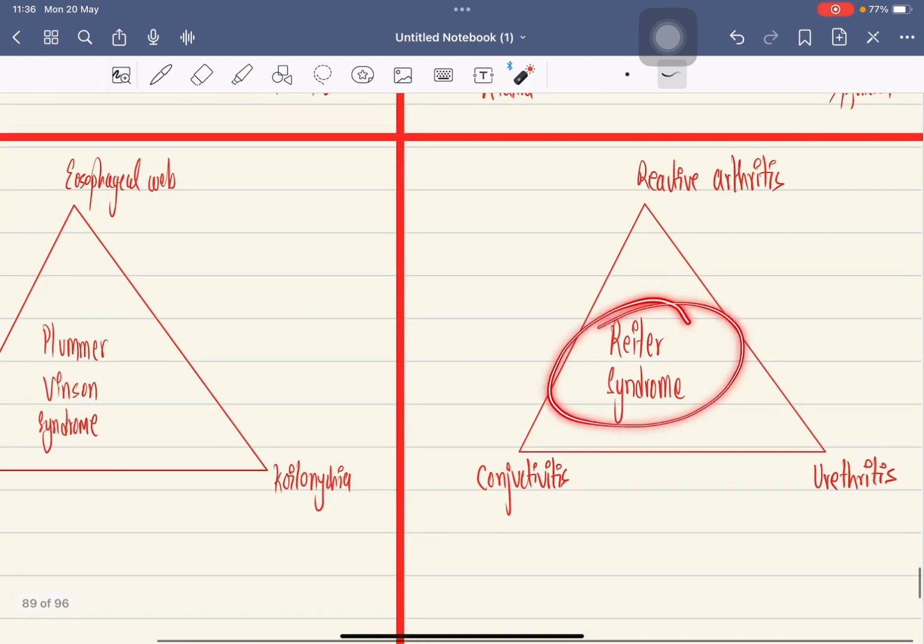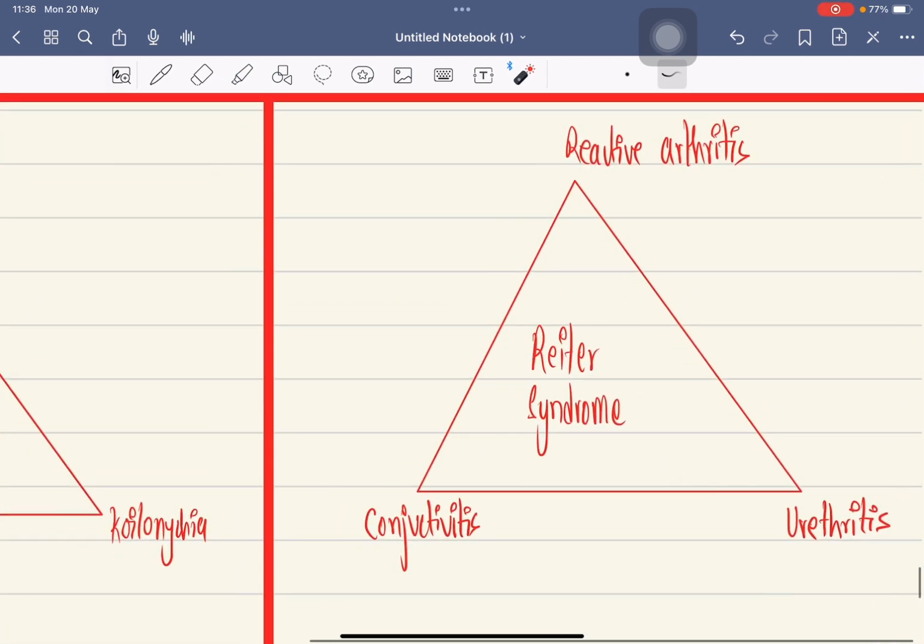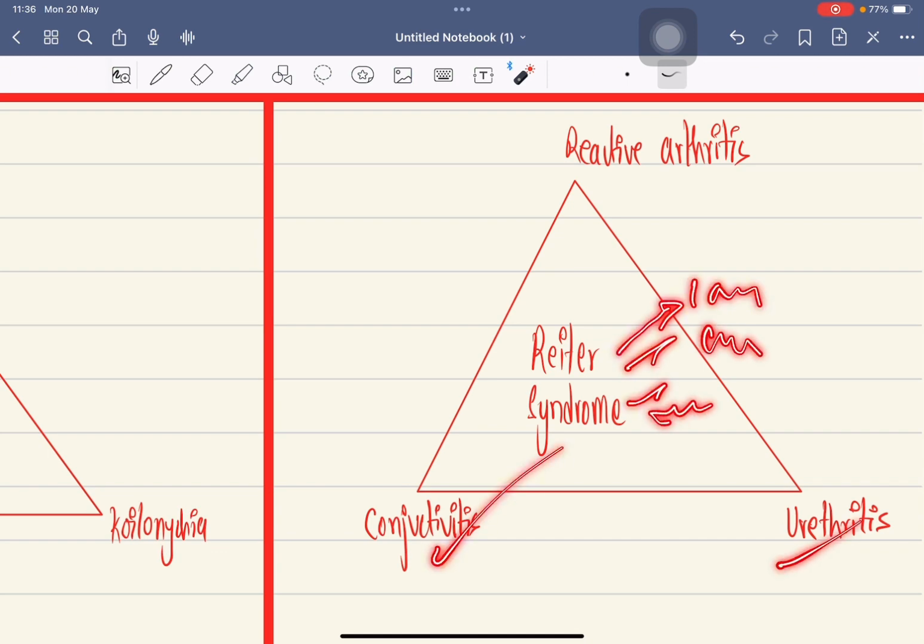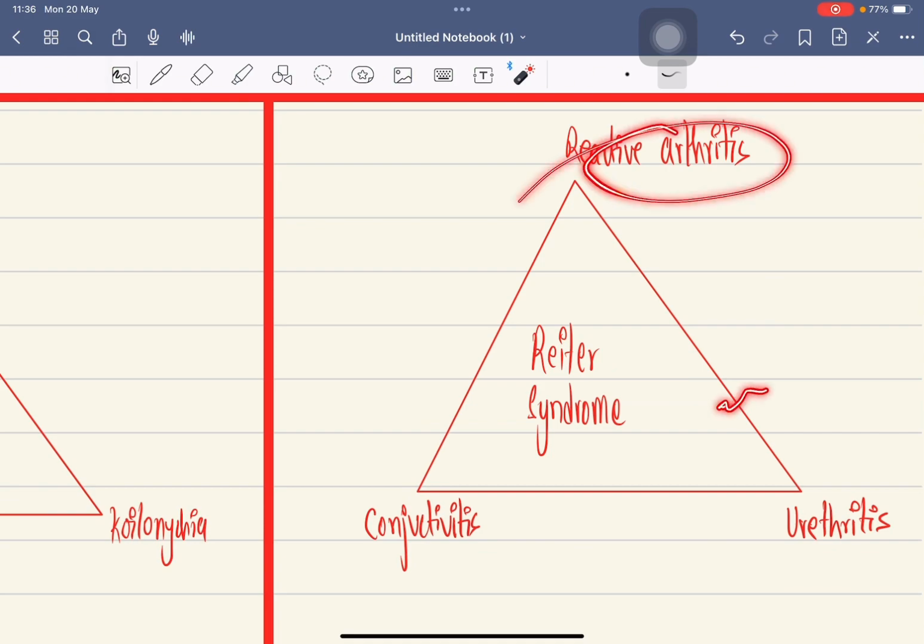Next, we have Reiter syndrome. The triad consists of reactive arthritis, conjunctivitis, and urethritis. We can remember by the mnemonic: can't see, conjunctivitis; can't pee, urethritis; can't walk, arthritis.